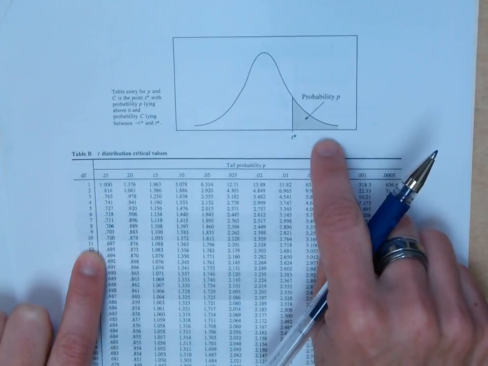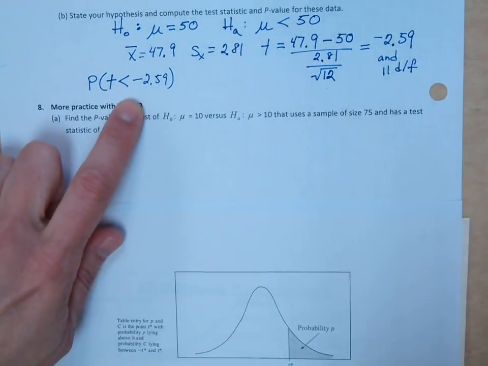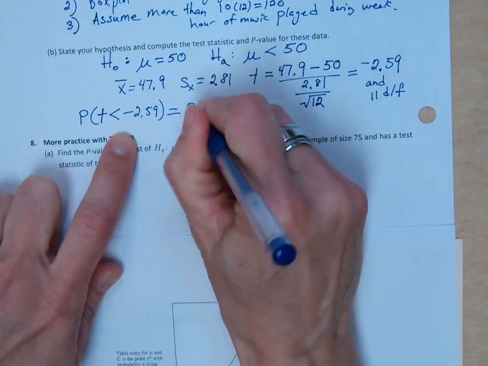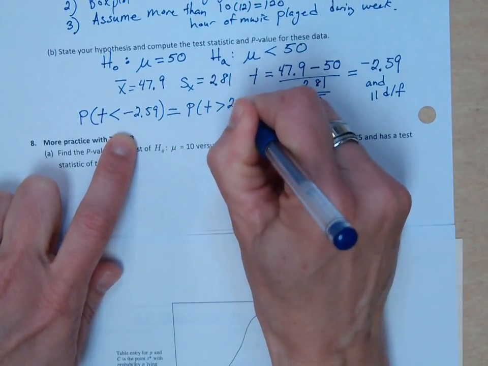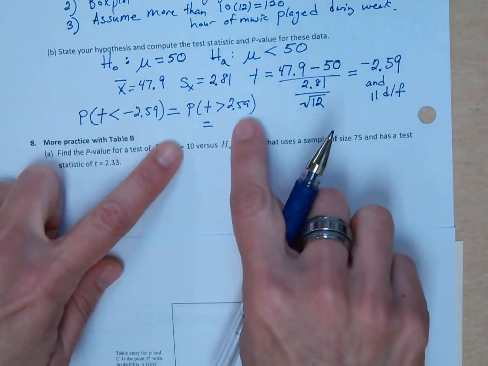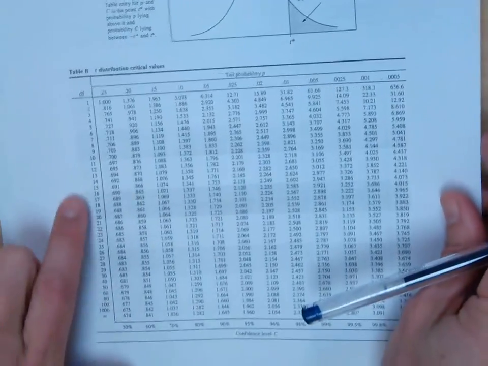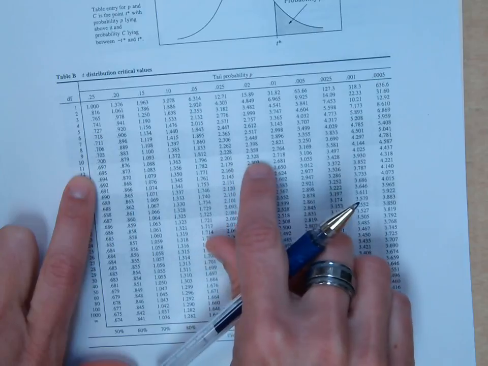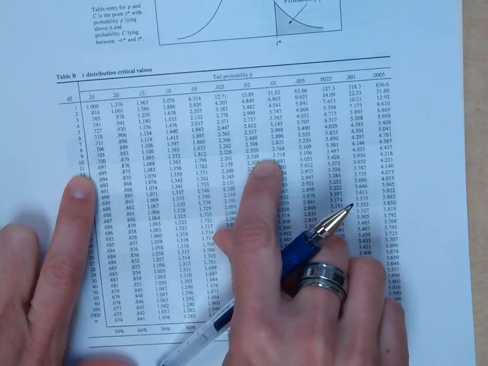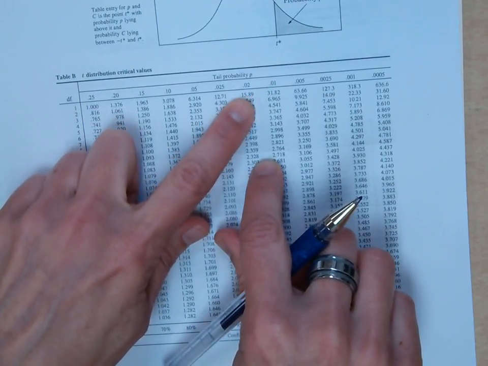But it's perfectly symmetric. So instead of using negative 2.59, we'll just use positive 2.59. So that is the same as the probability that t is greater than 2.59. It's because of symmetry. Write that down if you need to know why. So we go to 11, and we try to find as close as we can to 2.59, and it's not actually there. It's between these, which is fine. So our value of p is between 0.01 and 0.02.